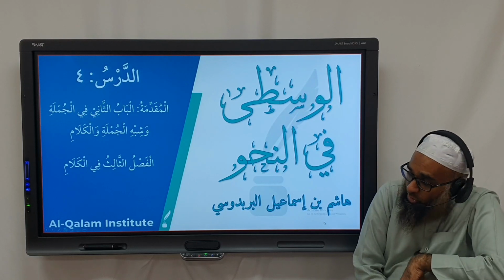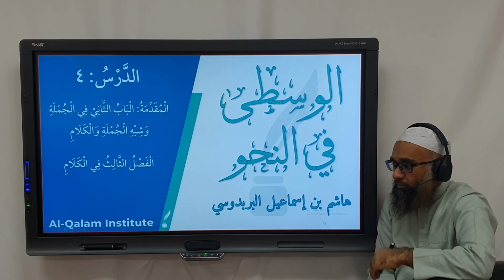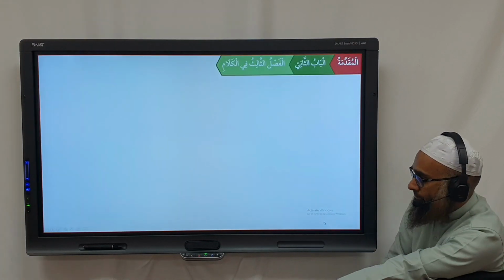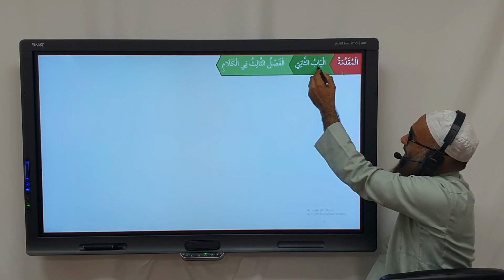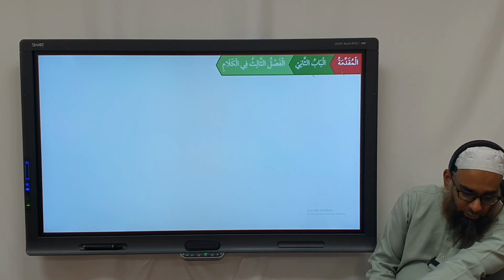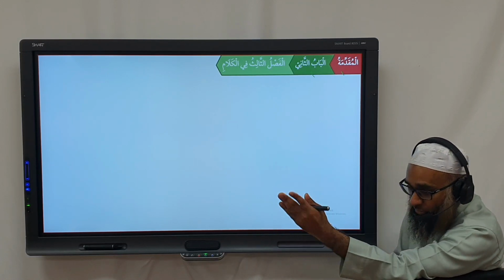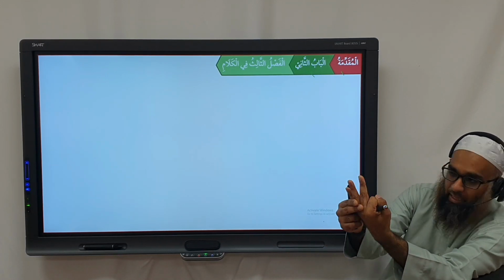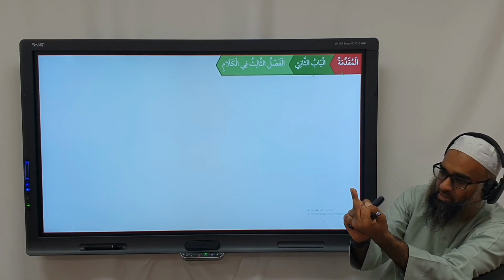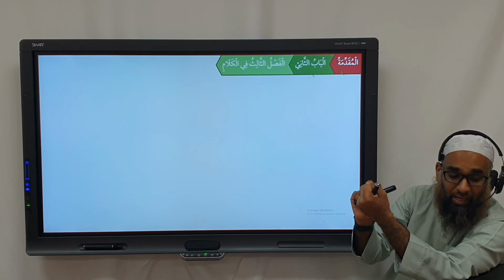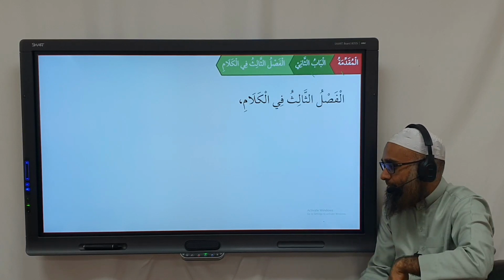So now we're moving on to the third chapter in the second bab. We have the muqaddimah. In Babu Thani, we're discussing Jumla, Shibhul Jumla, and Kalam. Now we're discussing the third part. So we have Jumla, Shibhul Jumla, and number 3 is Kalam. We know what Jumla is, we know what Shibhul Jumla is, now we know what Kalam is. We know what each of these terms mean.